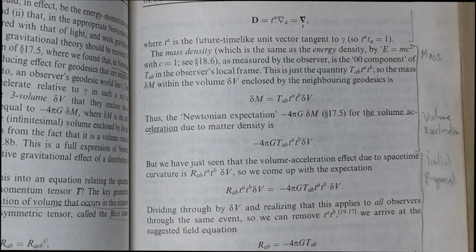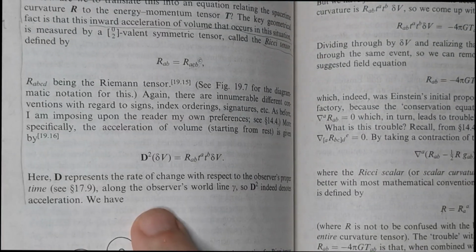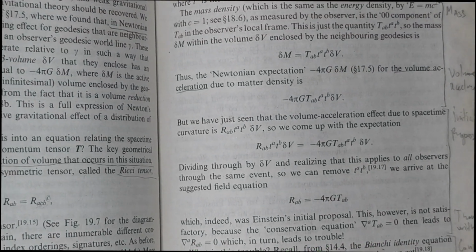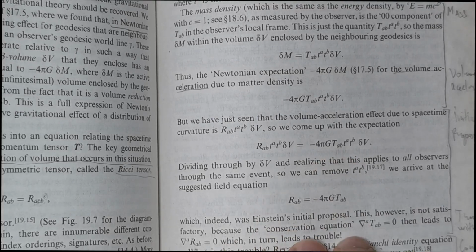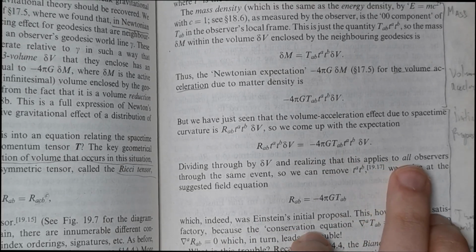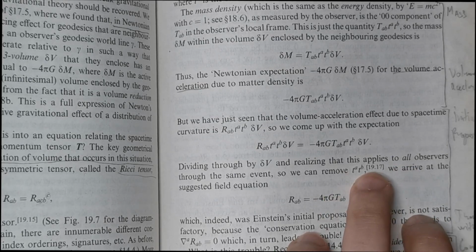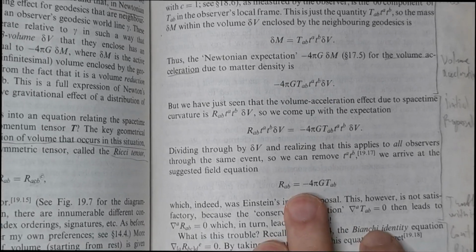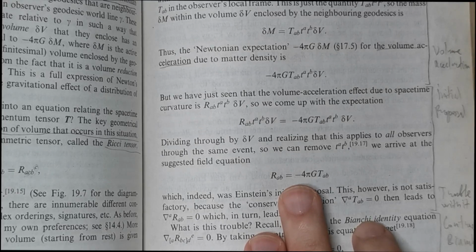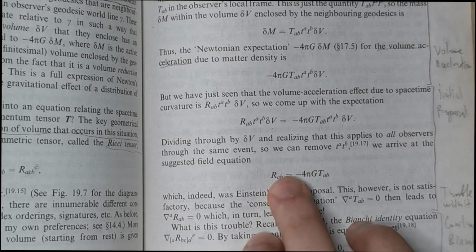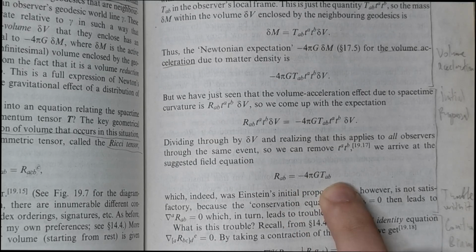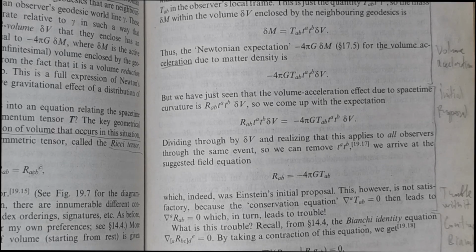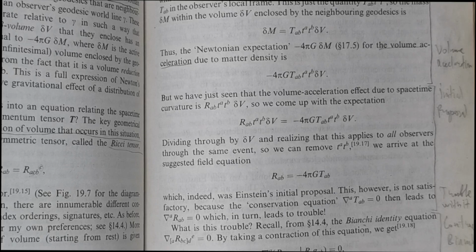And from the other perspective, we have seen that the same quantity is described using the Ricci tensor. So he just equates those here, and because this applies to all observers through the same event, he says that it's true for all TATB here, and therefore we arrive at the universal tensorial equation, which says that the Ricci tensor equals minus 4 pi G TAB. And that was Einstein's initial proposal for the general theory of relativity.